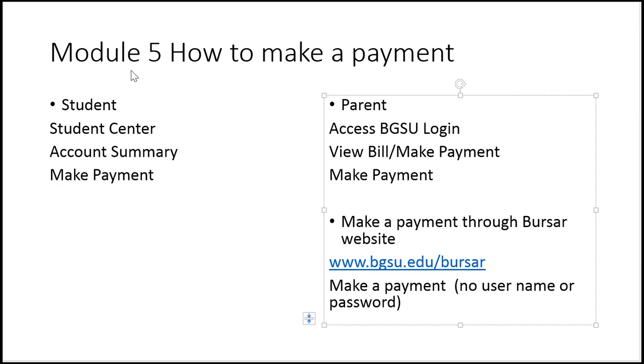So let's recap on how to make a payment. The student would log into their MyBGSU and click on the Student Center, Account Summary, and then Make Payment. The parent would make a payment through their access and then click on View Bill and Make Payment, and then click on Make Payment. And then if you don't have student access or the parent access, you can still make a payment on the student's account through the Bursar's website, bgsu.edu/bursar, and then click on Make a Payment. And then you would just need to enter the student's ID number with their last name.